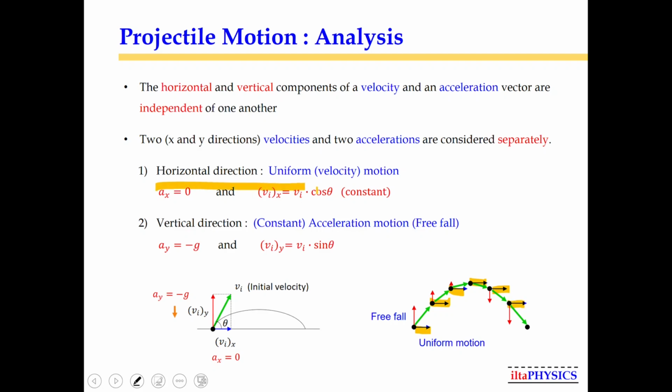The red vectors, the y-direction components, gradually become shorter as the object moves upward, reach zero at the top, and then get longer again as the object falls downward. That means the vertical motion is constant acceleration motion, or free fall motion.